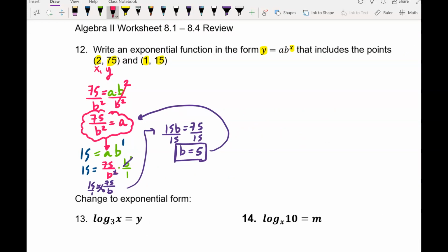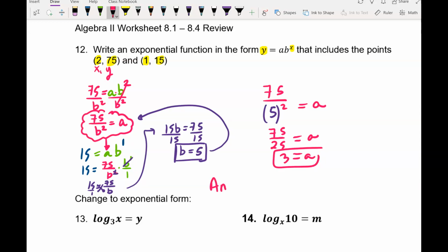So we have 75 divided by b, which is 5, squared is equal to a. That's just 75 divided by 25, which is 3. And then your actual answer, because it says write an equation in that form, is y is equal to a, which is 3, times b, which is 5, raised to the x power.